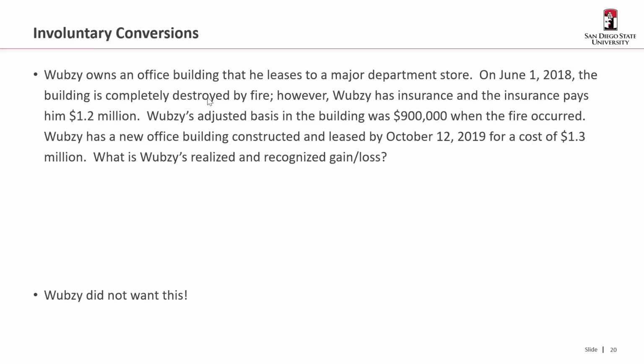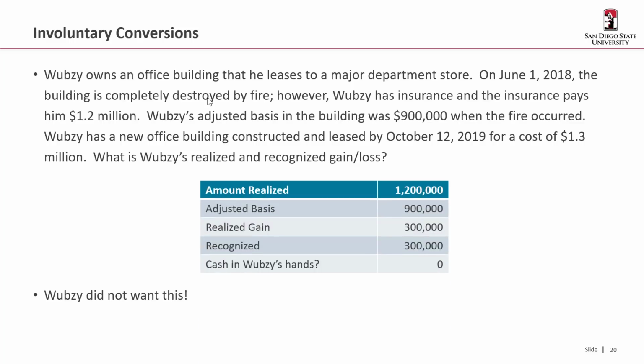Let's compare that to Wubsy. Wubsy owns an office building and leases to a major department store. June 1st, 2018, it's completely destroyed by fire. Wubsy has insurance and pays him $1.2 million. Wubsy's basis is also $900,000. However, Wubsy takes the insurance proceeds, turns around and replaces that building with a new office building at a cost of $1.3 million. What is Wubsy's realized and recognized gain or loss?